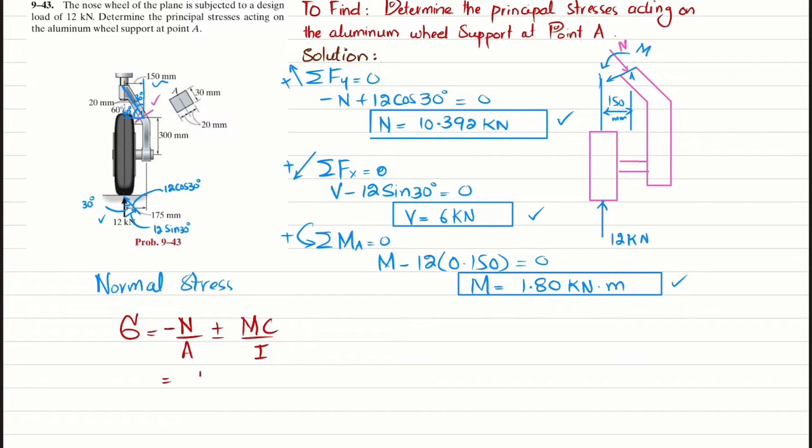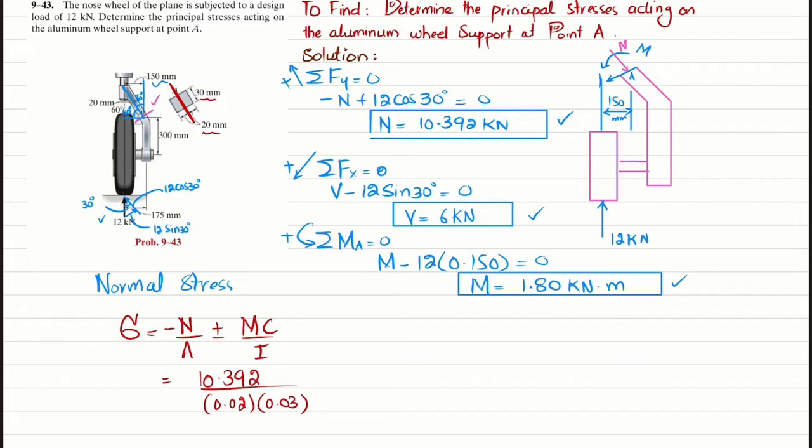Okay, so N is 10.392 divided by area. So the cross section is given as 20 by 30. 20 is height and 30 is width. So 20 millimeter in meter is 0.02 and 30 is 0.03 meter. Clear? And you can see from this cross section, this is point A, so this will be the neutral axis.